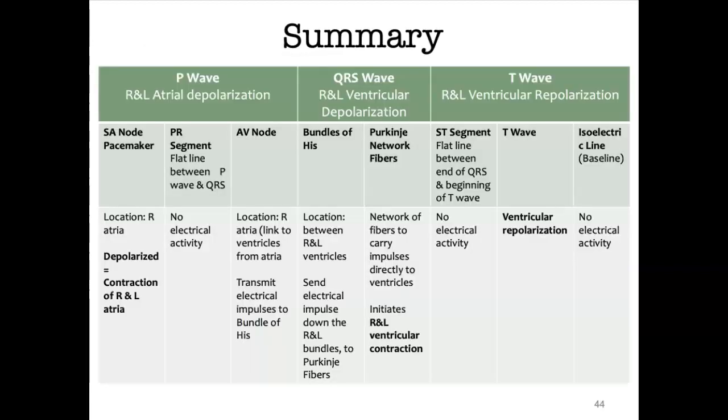So in summary, this is just giving you a really good overview of everything that I've talked about. What happens with the P wave, what happens with the QRS wave, what happens with the T waves, looking at these PR segments, looking at this ST segment. And so this is a really good overview of everything that I've talked about with respect to all the key parts on the EKG or the rhythm strip.